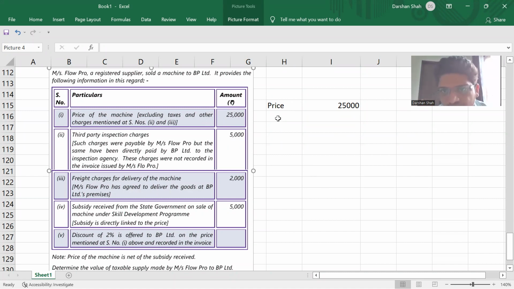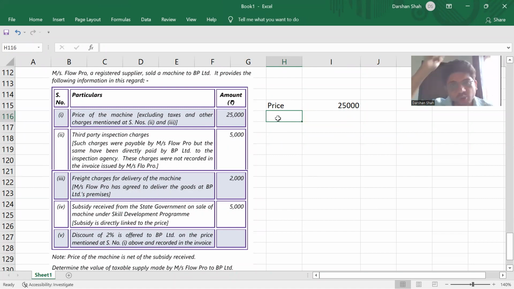Okay, we are getting answers. We'll just check all the answers. So price is 25,000. I'll have to take third party inspection charges. Such charges were payable by Flow, but the same have been directly paid by BP Limited to the inspection agency. These charges were not recorded in the invoice. So again, this is third party. Flow is the seller, and BP is the buyer. So we'll take third party inspection charges.